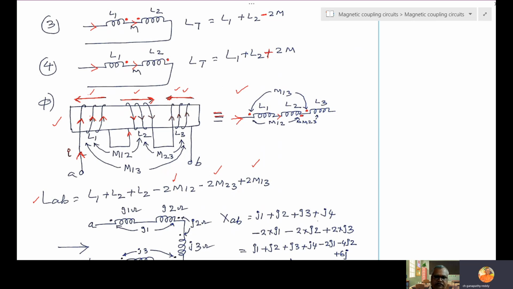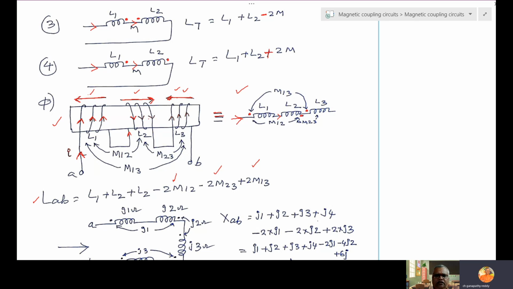What is the difference between these two cases? Here the winding direction is visible. Using the flux rule, we determined plus or minus. In the second case, we don't know the winding directions, but that is taken care of by the dot. If a dot is there, we have to use the dot rule. If a dot is not there, we have to use the flux rule. Without a dot, use the flux rule. When a dot is there, use only the dot rule. Dot indicates what? Winding direction.